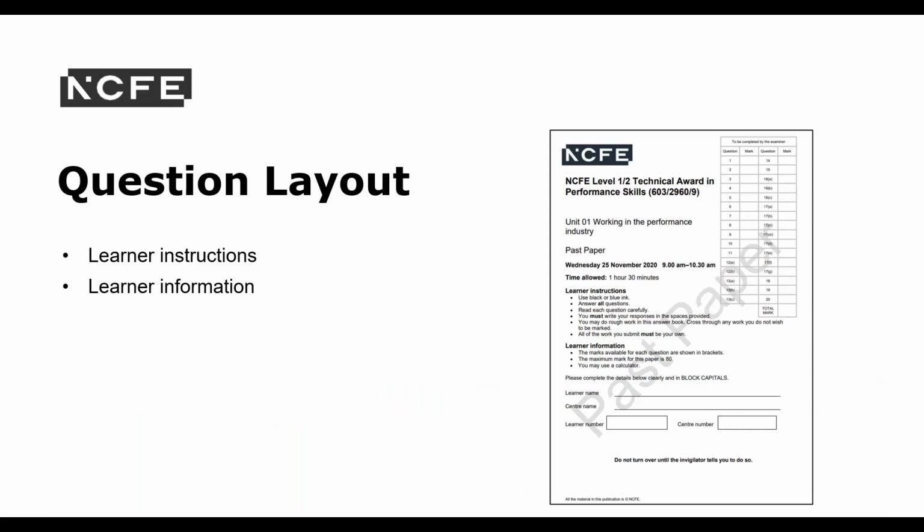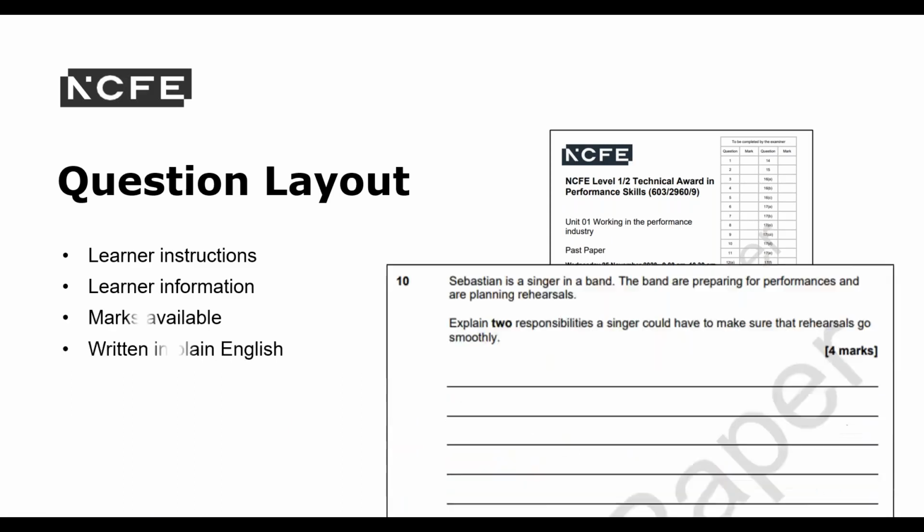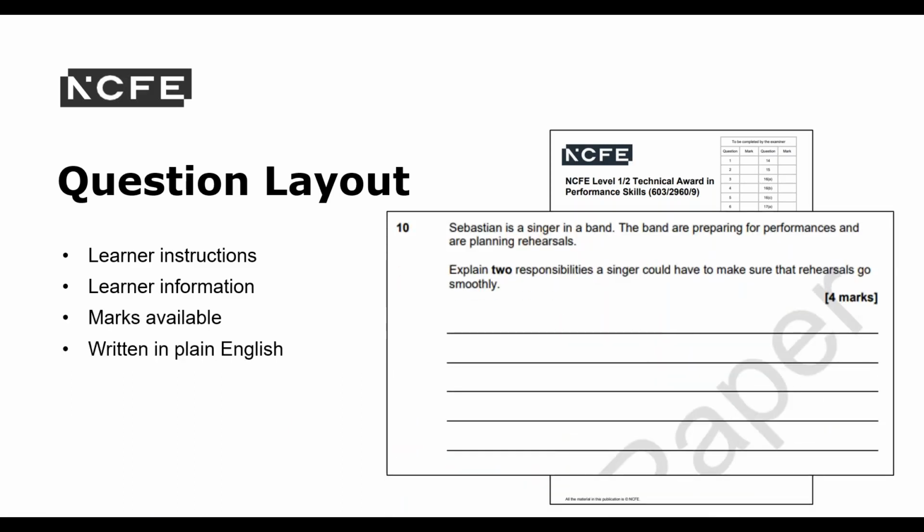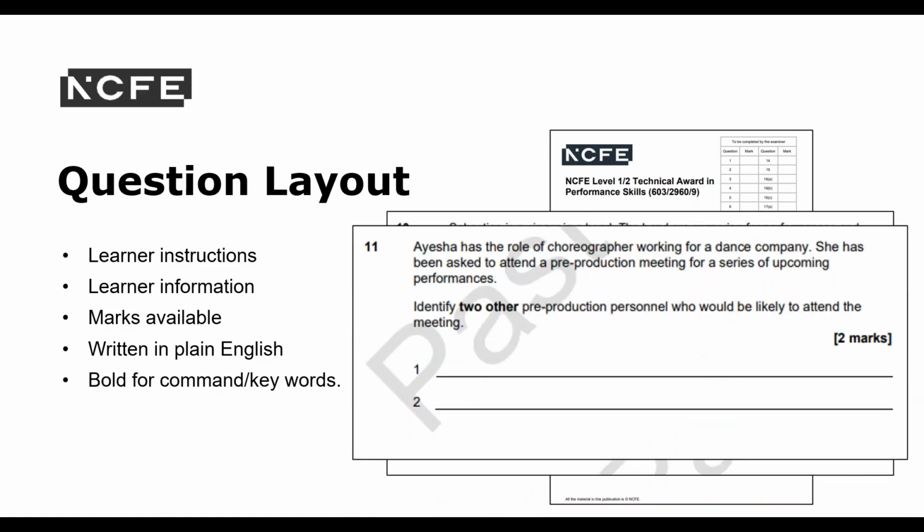The look of the external assessment paper will contain the learner instructions and learner information. Also, how many marks the question is worth, so 4 marks in this case. They are written in plain English as much as possible to ensure it's accessible by all learners. Bolding is used to highlight important aspects such as command verbs and other key words, like this example where two other is bolded, and in this case with 2 separate responses, each independently worth 1 mark each.